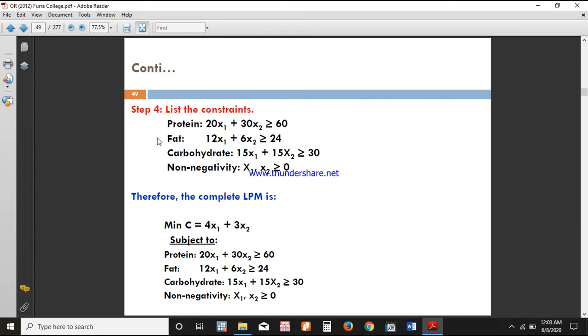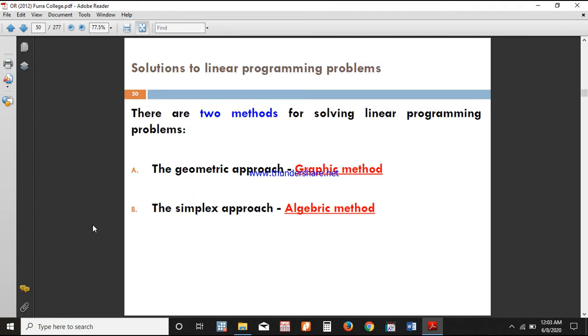Therefore, next is the constraints. Here is a completed LPM model that you can observe from this PowerPoint. Therefore, the next topic is solutions to linear programming problems. There are two methods, the graphical method and the simplex algorithm.